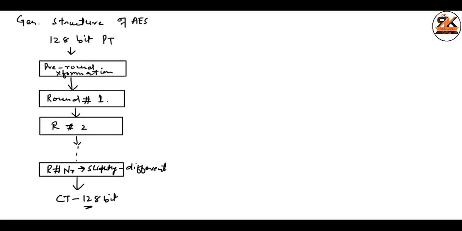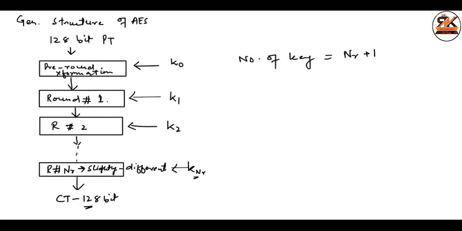For each round, there is a key. Before the start of the first round, for the pre-round transformation, you apply key K0, here key K1, here key K2, and to the last round, key NR. So the total number of keys will be NR plus 1. For example, if we have 10 rounds, then we will have 11 keys; if we have 12 rounds, we will have 13 keys. And these keys will be provided by a key expansion algorithm.